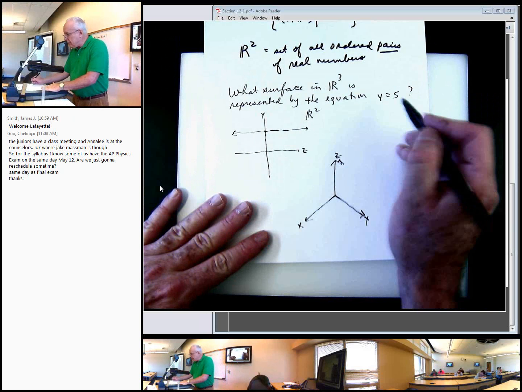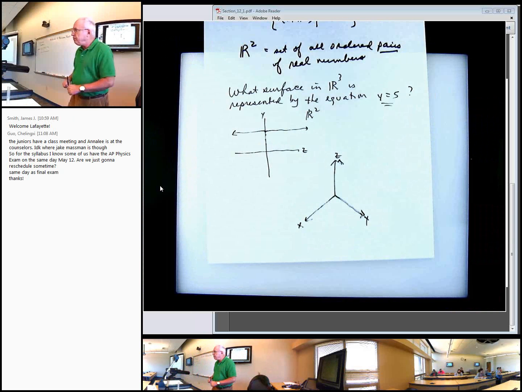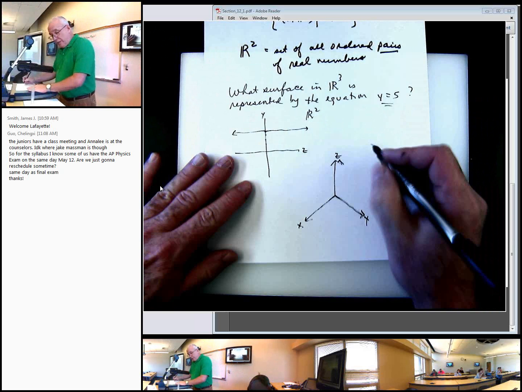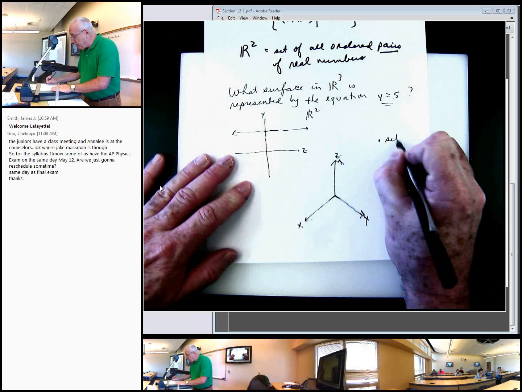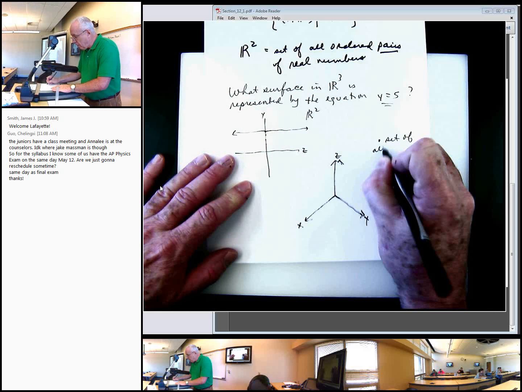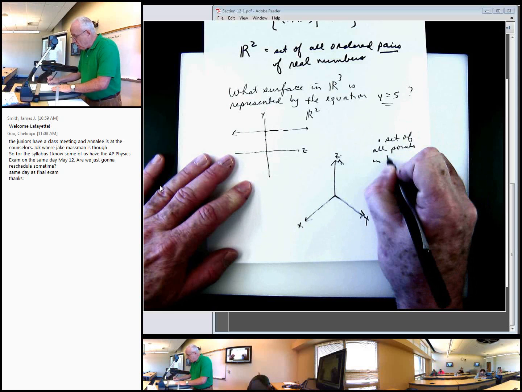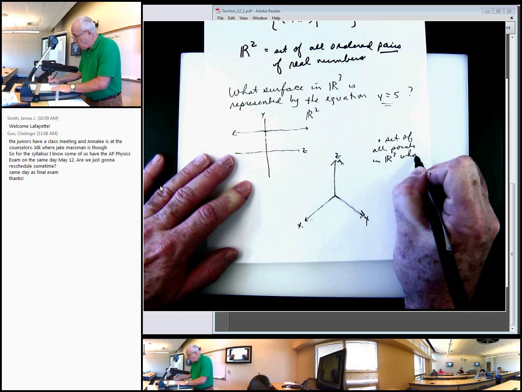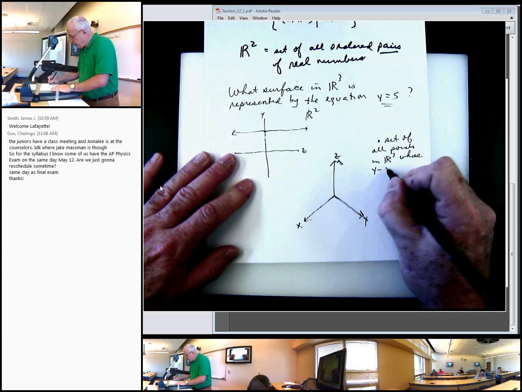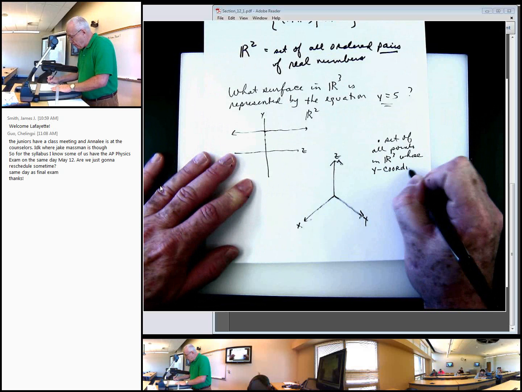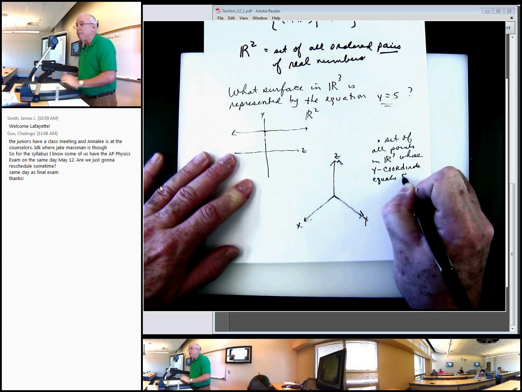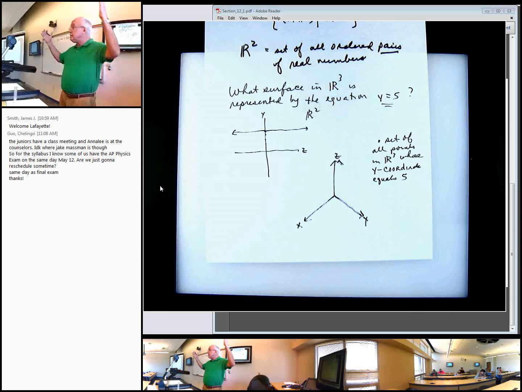Okay, well, let's see here. Y is equal to 5, and that's our only constraint on the surface. So basically, it is the set of all points in R3 whose y coordinate equals 5. And otherwise, x and z can have any value whatsoever.